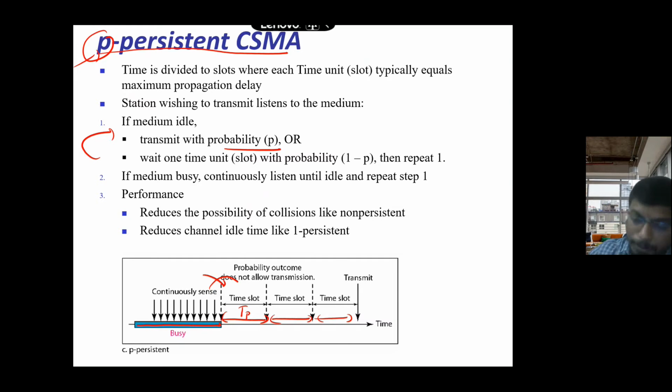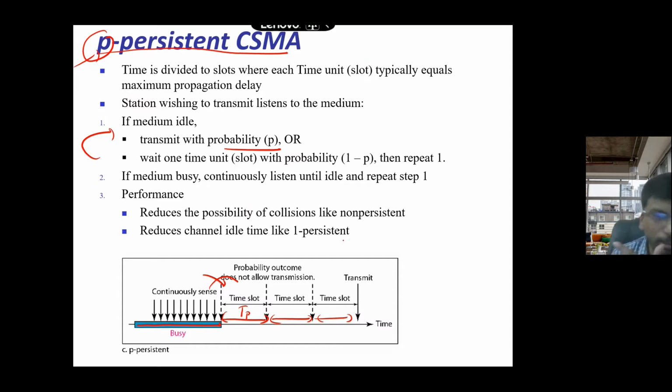So here, when the load on the traffic is high, multiple devices want to capture the medium. This will further reduce the probability of collision because you're transmitting in the time slot only with a certain probability. Right. So it's like you make a toss of a coin. If it comes head, you transmit. Otherwise, you wait for the next time slot and again repeat this process. Right. So in that sense, we could further reduce the probability of the collisions like non-persistent.